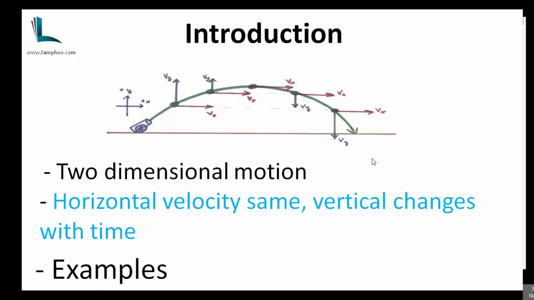There is no force in horizontal direction, so according to Newton's second law, velocity should be constant. Hence, horizontal velocity remains same in projectile motion. Since the gravity acts vertically downward, the vertical motion changes with time. Some of the examples of projectile motion are the football kicked by the players, bombs deployed from cannon, missiles, etc.